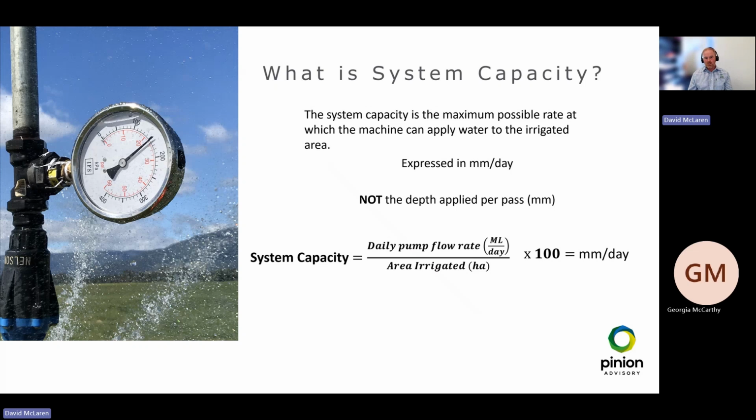Often when it comes to centre pivots, you hear service providers and farmers talk about a pivot has a pack size of 6 mil, 8 mil or 10 mil. That is the system capacity for that machine. So it's the daily pumped flow rate in megalitres a day over the area irrigated in hectares times 100 equals millimetres a day. So if you've got a 30 hectare pivot and it has a pack size of 6 millimetres, that means it can put 6 millimetres a day over that 30 hectare area. I think that the system capacity equation here just really simplifies it. So that's what system capacity is.